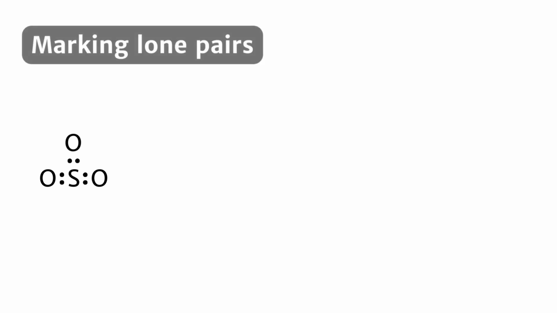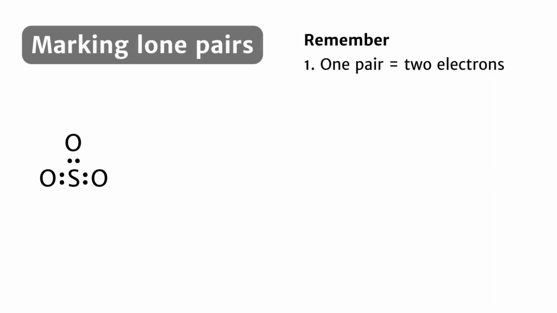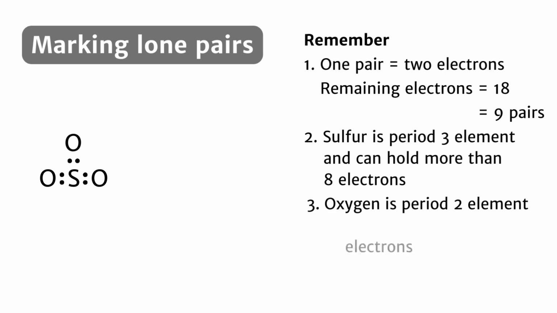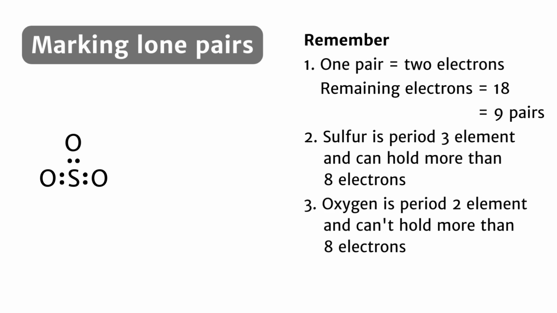Lone pairs consist of electron pairs not utilized in chemical bonding. Remember, each pair comprises 2 electrons. Since we have 18 electrons remaining, we can form 9 electron pairs from them and mark these pairs on the structure as lone pairs. It's important to note that sulfur, a period 3 element, can keep more than 8 electrons in its last shell, whereas oxygen, a period 2 element, cannot hold more than 8 electrons in its valence shell.